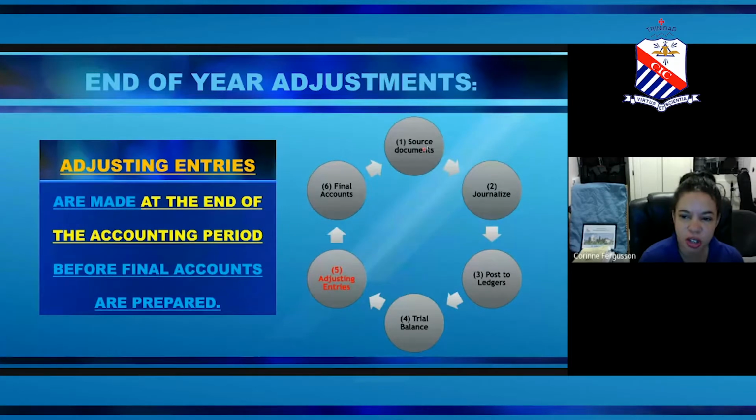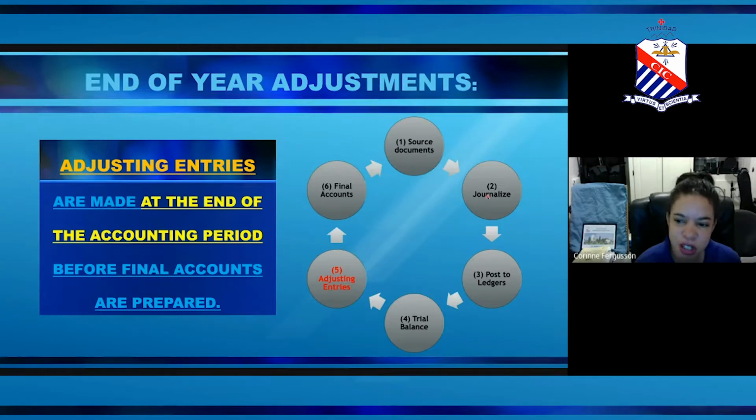Remember, we use the source documents like your invoices, your credit notes, your debit notes, your checks, your receipts. Those source documents we use to put into your journals. And we had 7 journals: your sales journal, purchases journal, return inwards, return outwards, cash book, petty cash book, and general journal. I hope you called all of them in your head.